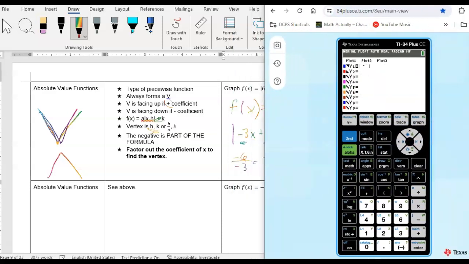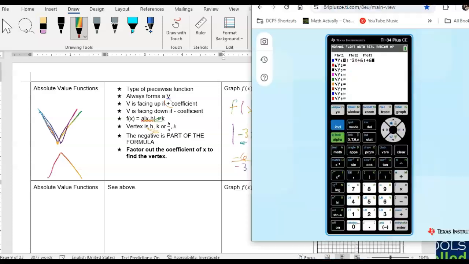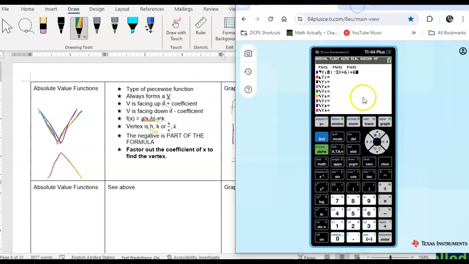negative 3x plus 6, and then plus, yes, plus 6 outside of the absolute value bar. All right, so then we're going to graph it.